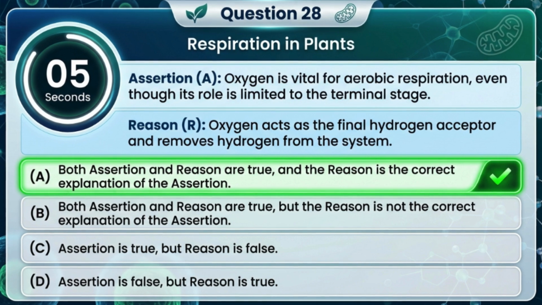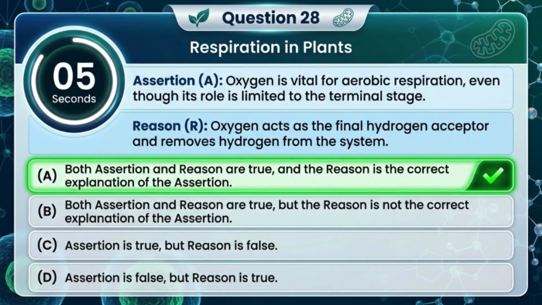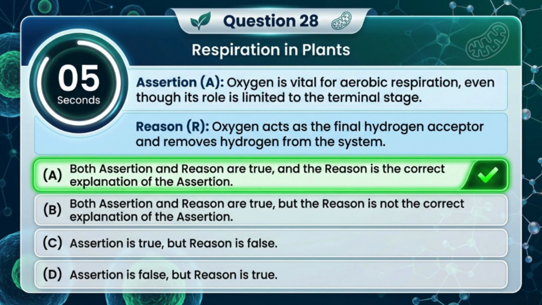Question 28. Respiration in plants. Assertion A. Oxygen is vital for aerobic respiration, even though its role is limited to the terminal stage. Reason R. Oxygen acts as the final hydrogen acceptor and removes hydrogen from the system. 3, 2, 1. Oxygen is indeed vital, despite only acting at the end. Why? Because it acts as the final hydrogen acceptor, pulling hydrogen out of the system to form water and driving the ETS. Option is A.